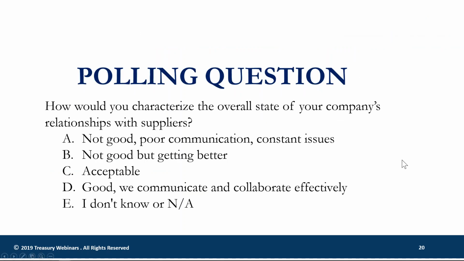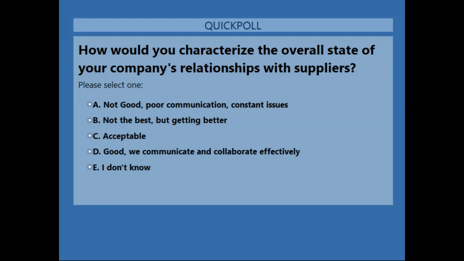Let's see if I can operate the mechanics of our next polling questions correctly. I've asked you to characterize the overall state of your company's relationships with suppliers, as we start to talk about the value in investing in better supplier relationships. Do you have poor communication and constant issues? Not too good, but getting better? Acceptable? How about good, we communicate and collaborate effectively? Or I don't know.